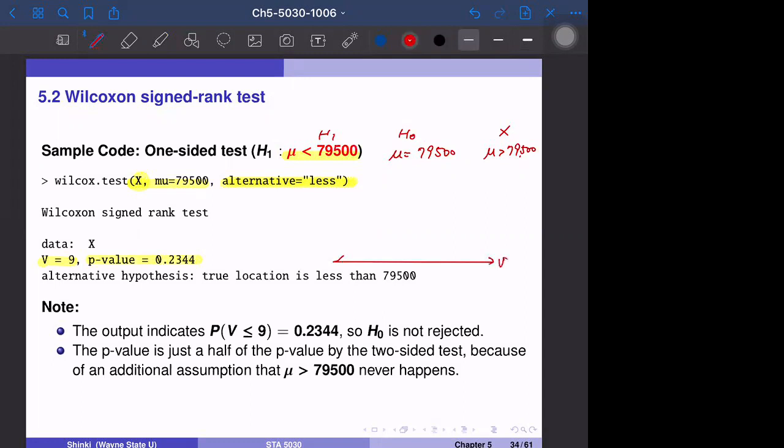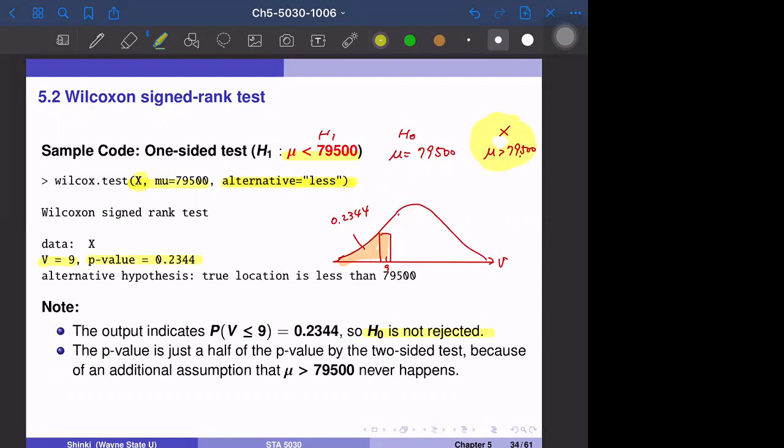So V is here, the distribution of V is here, and 9 is here. Then the p-value is just one side, this side only. So this is equal to 0.2344 as seen in the previous slide. So still H0 is not rejected. With a one-sided test it's easier to reject because we have a strong assumption that mu is never larger than 79,500, but still we cannot reject in this case.